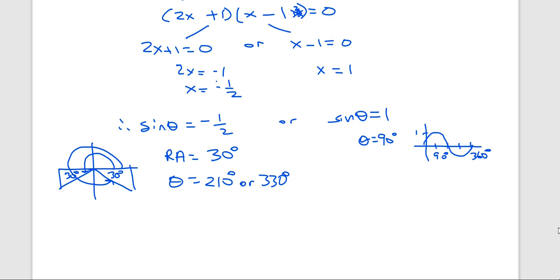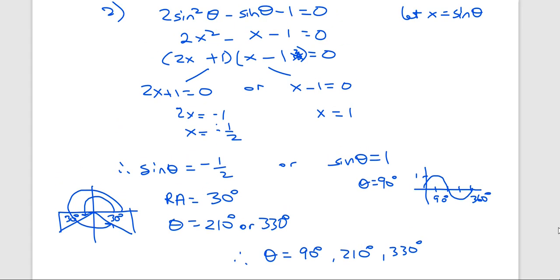So my final answer for this question is that theta equals, and now I'm going to take my 3 answers and write them from smallest to largest. And that's it. I have 3 answers to this equation. Let's give you one more.